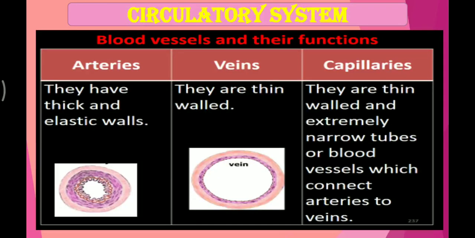Next, how do the blood vessels look? Arteries have thick and elastic walls. Like a balloon or elastic, they can enlarge. Veins are thin walled. They have a lumen, the hollow space inside, which is larger, but the wall is very thin, whereas the wall in arteries is very thick. Capillaries are thin walled and extremely narrow, small tubes or blood vessels which connect arteries to veins. They only connect, they are very small, minute, simple vessels.